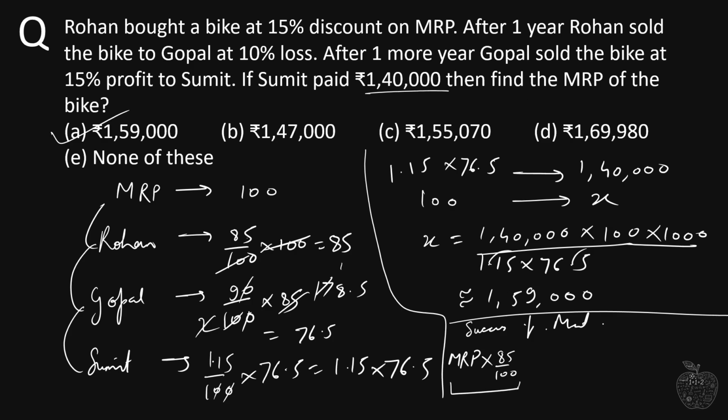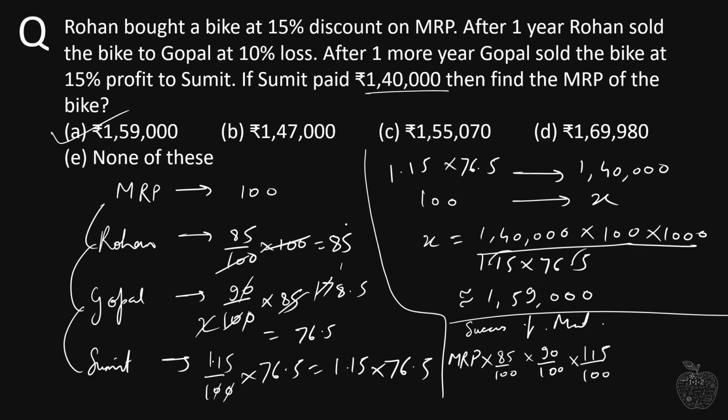Alright. After 1 year, Rohan sold the bike to Gopal at 10% loss. So that means he sold it at 100 minus 10, 90% of the price of the bike, which is this much. Now this value is the new price of the bike. After one more year, Gopal sold the bike at 15% profit to Sumit. So that means he sold it at 100 plus 15, 115% of the price of the bike, which is this.